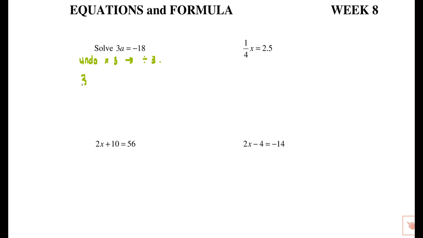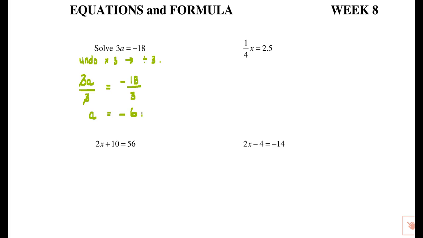So we take our 3a and divide it by 3, and we do exactly the same thing to negative 18. We divide it by 3. The 3's will cancel out on the left hand side, so we're left with a, and on the right hand side we've got a is equal to negative 6. So that's the solution for that one. Of course, you can check by substituting a is equal to negative 6 back into the original equation.